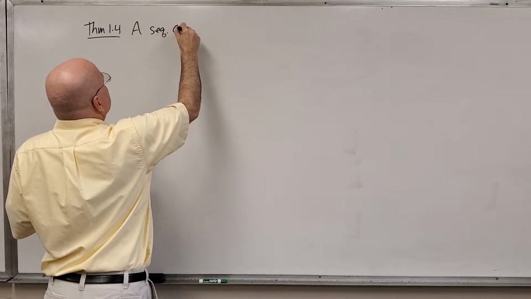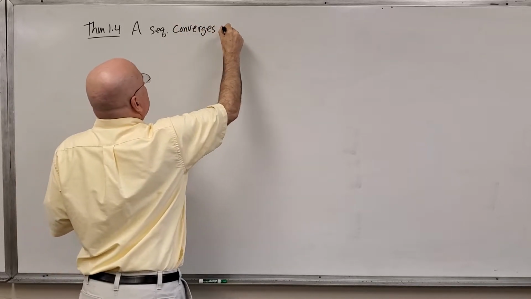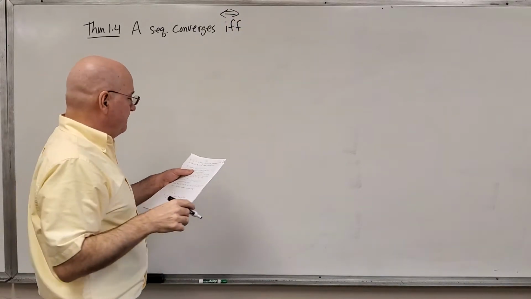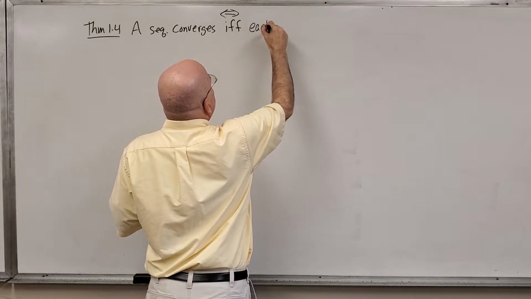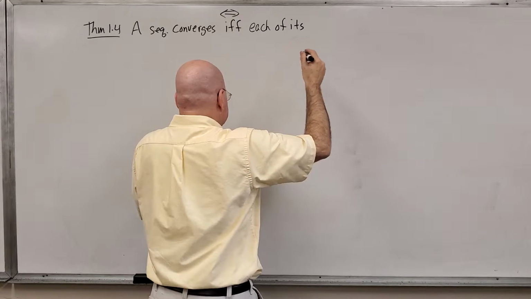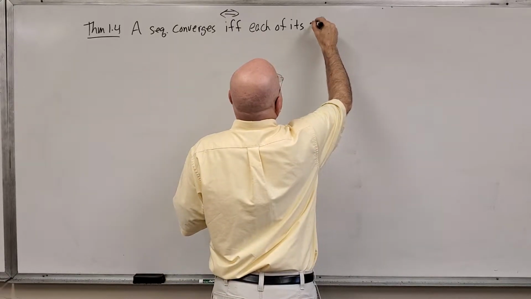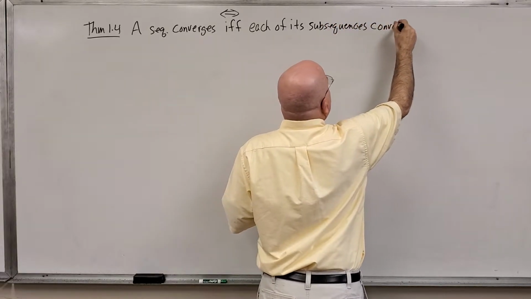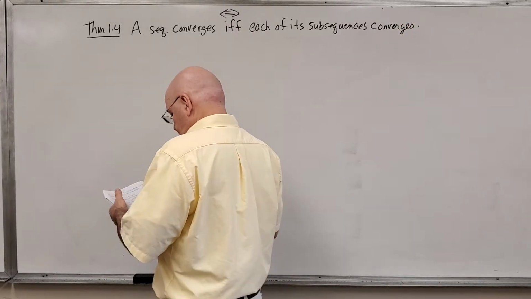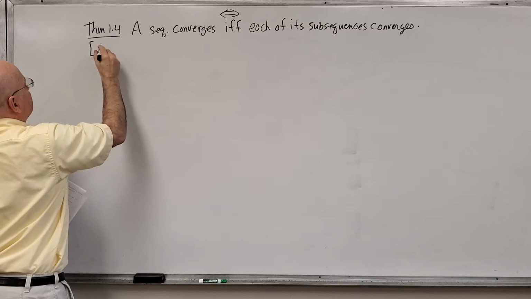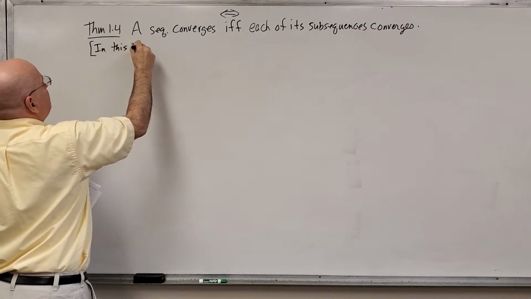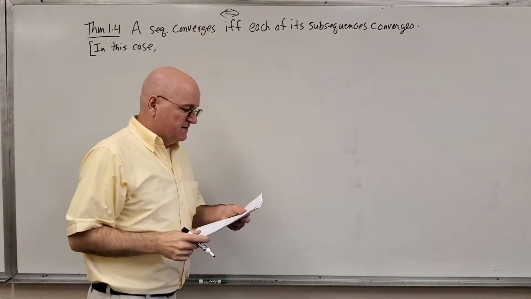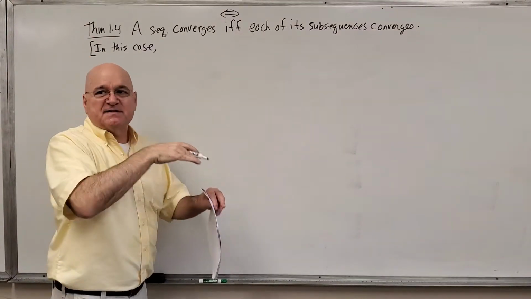A sequence converges if and only if, remember that's a two-directional proof when we get to the proof, if and only if each of its subsequences converges. And I'm going to add in brackets: in other words, if we have a convergent sequence, then all subsequences converge, and all of them converge to the same limit.